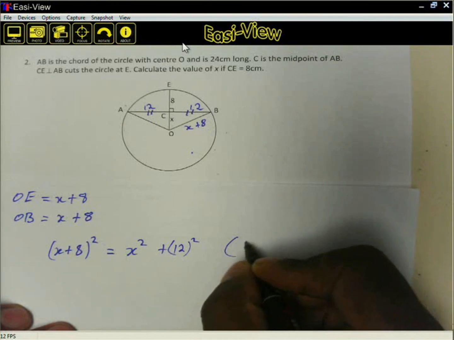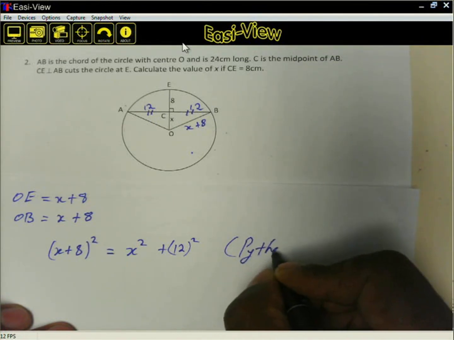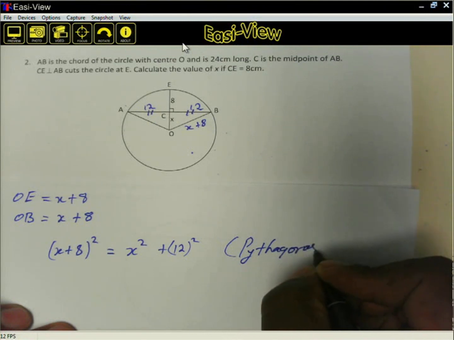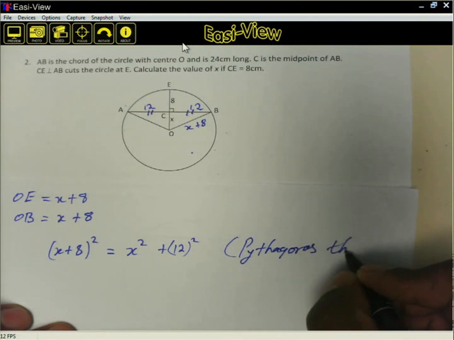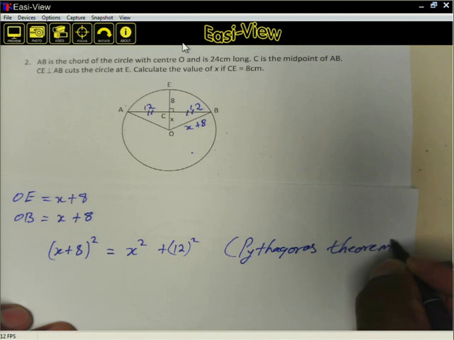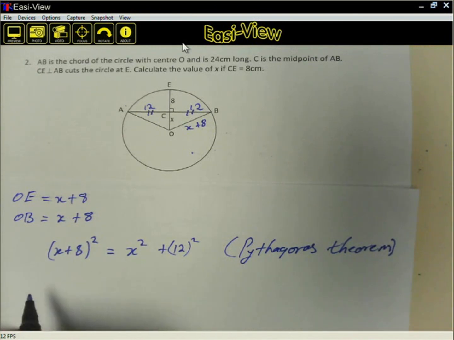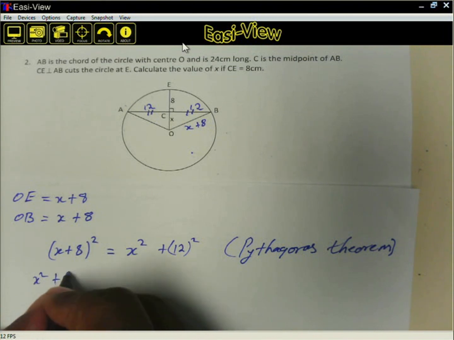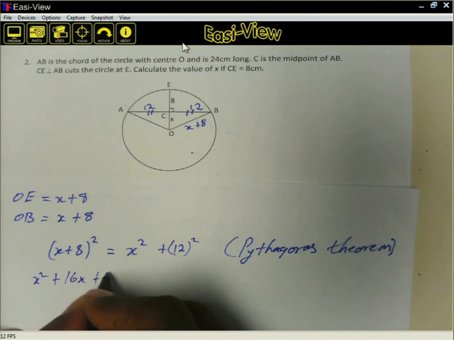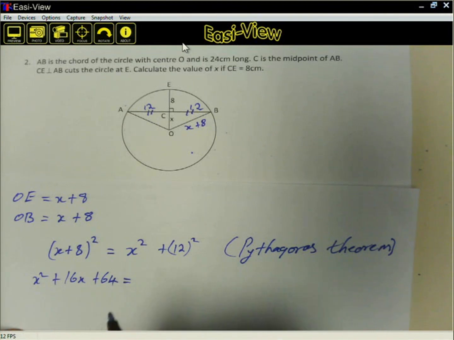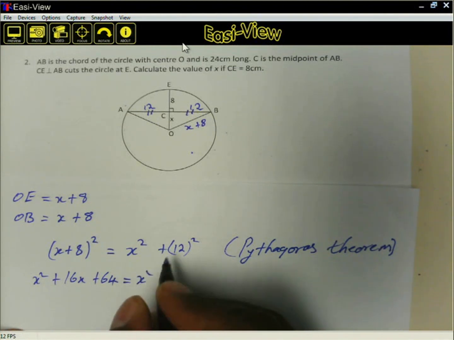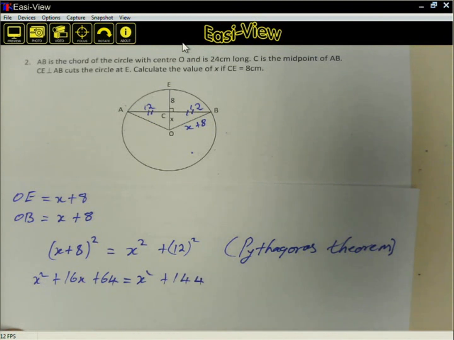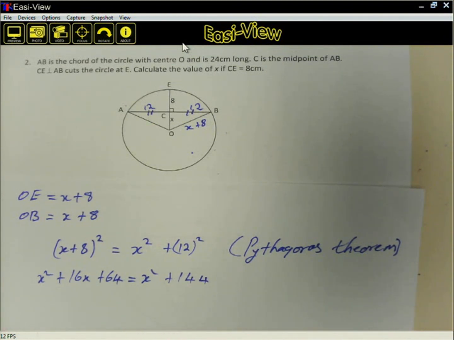We are doing Euclidean geometry. Why do you write that statement? According to Pythagoras theorem. Let's expand here. X squared plus 16x plus 64 is equal to X squared plus 12 squared, which will then give you 144. Then what do you need to do?